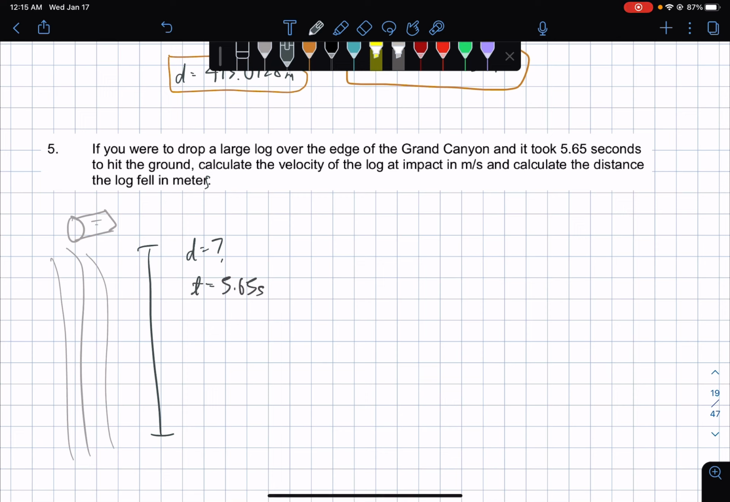5.65 seconds for the time. VI is 0. VF is missing. That's what we're looking for. The velocity of the log at impact.